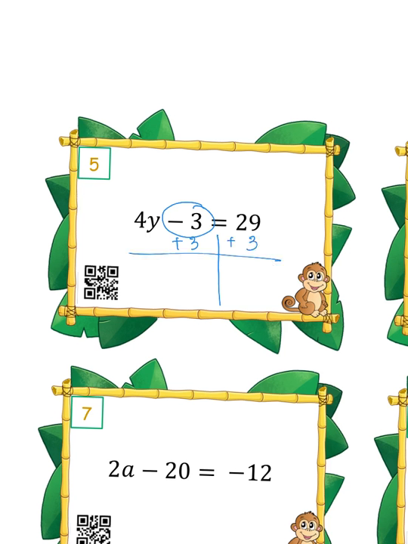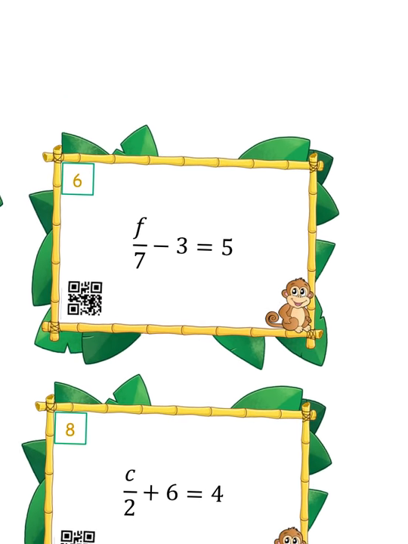Okay, whatever you don't use, you write down. 4 times y equals 32. So 4 times y, what is the inverse of multiplication? Division. So we're going to divide by 4 on both sides. You're going to get y equals 8, because 32 divided by 4 is 8.